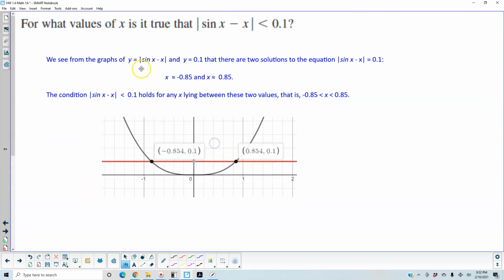Okay, so we see that from the graphs of y is equal to the absolute value of sine x minus x and y is equal to 0.1, there are two solutions to the equation, the absolute value of sine x minus x equal to 0.1. We can see here that one solution is negative 0.85 and the other solution is 0.85, and that's where the lines intersect. Now the condition tells us that the absolute value of sine of x minus x must be less than 0.1 holds for any x lying between those two values. And that is that x is going to be in between negative 0.85 and positive 0.85.